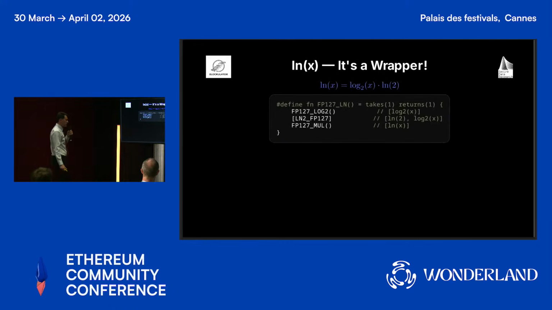So once you get to natural log of x, congratulations, it's just a wrapper. Because we've got natural log of 2 pre-computed in the system, you compute log base 2 of x, multiply it by this, and you've now just changed bases. It is just this. Very, very, very nice.